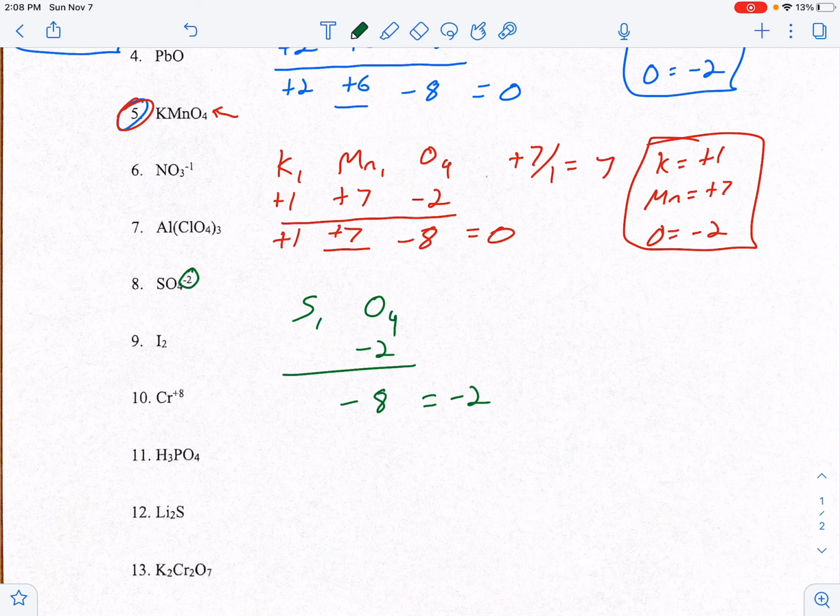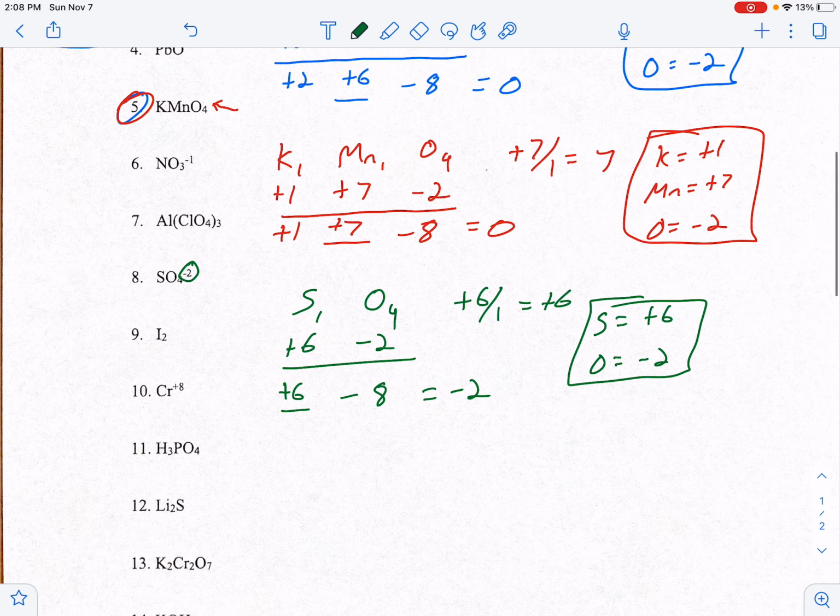Now I need to figure out what minus 8 gives me a negative 2. Well, that should be a positive 6. So I would take that positive 6 and divide it by however many sulfurs I have, and that would give me a positive 6 for sulfur. So this positive 6 would be right here. My answer would be S equals positive 6, and O equals minus 2.